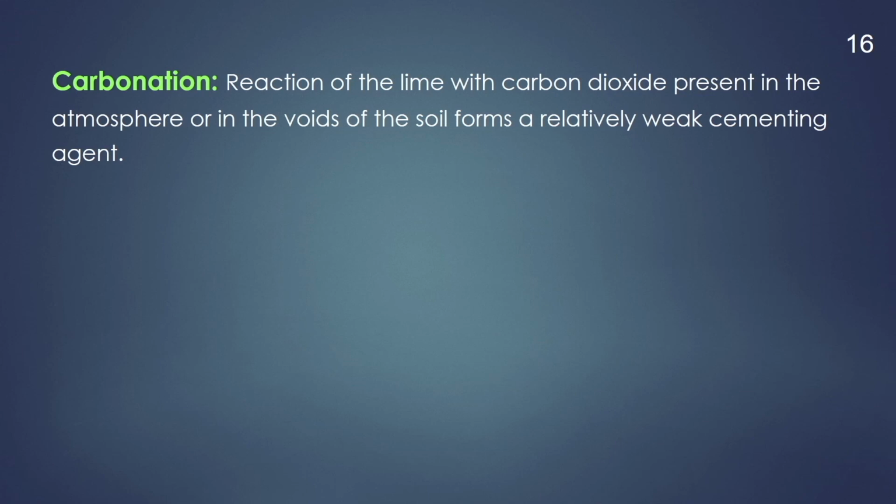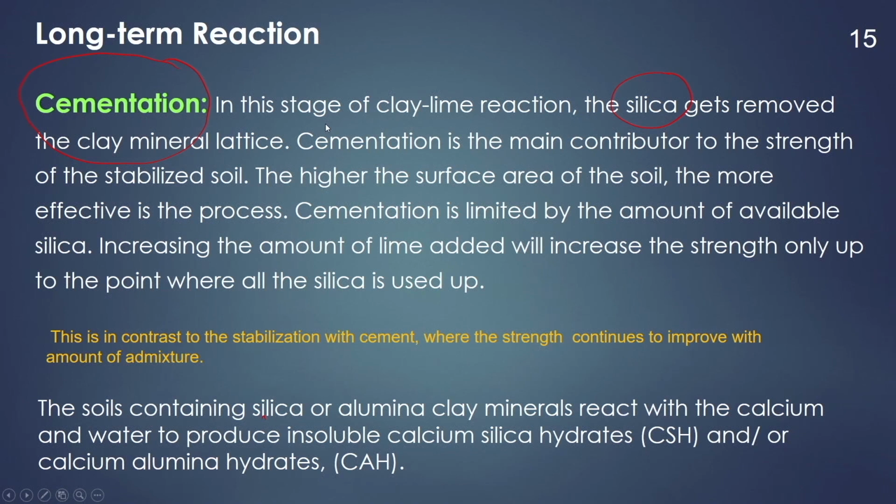Some amount of strength gain also occurs due to the process of carbonation. In the process of carbonation, the lime will react with the carbon dioxide which is present in the atmosphere or in the voids of the soil. As the carbonation reaction takes place, it will develop some cementing agent and impart some strength to the soil. However, the strength gained from this process will be quite less in comparison to the cementation reaction.